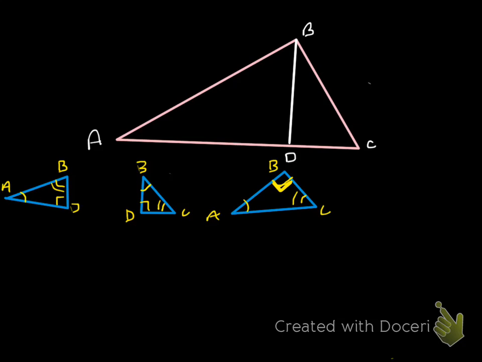So let's take a look. Now you can state that triangle ABC is similar to triangle ADB. We're going to make three similarity statements.